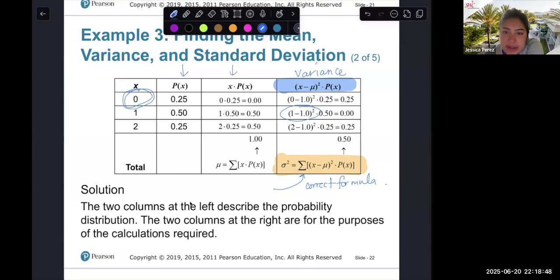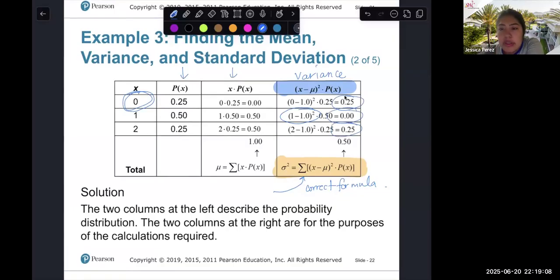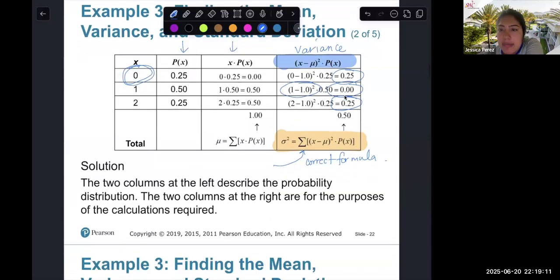This is x times p of x. And then we have x minus mu. Remember that the mean was 1: 0 minus 1 squared, 1 minus 1 squared, 2 minus 1 squared, times 0.25, 0.5, and 0.25. Then we take the sum of 0.25, 0, and 0.25. That gives me 0.50. So the variance, or sigma squared, is going to be 0.50, and the standard deviation is just going to be the square root of 0.50.